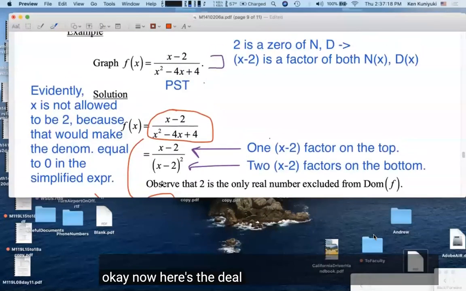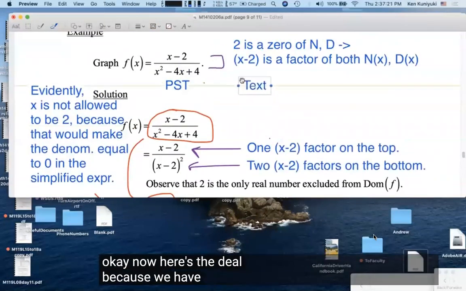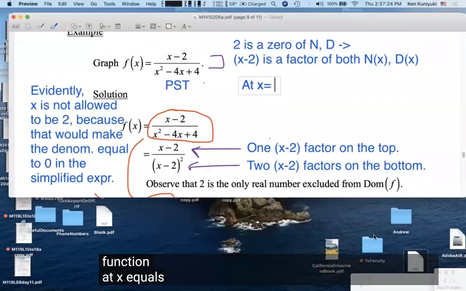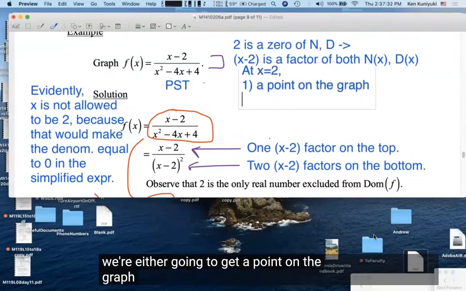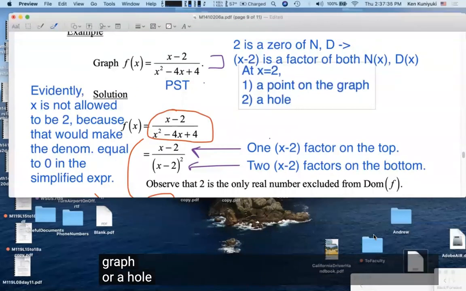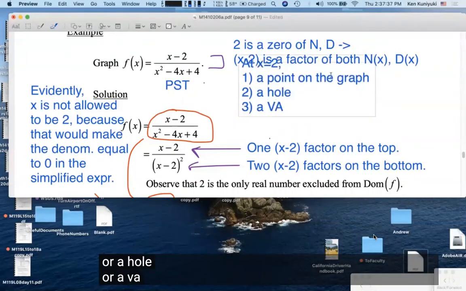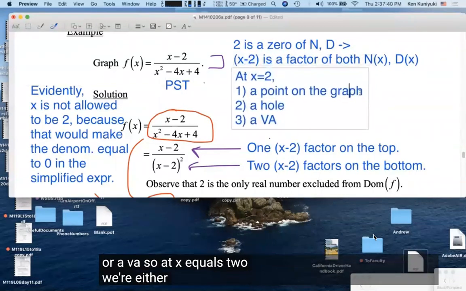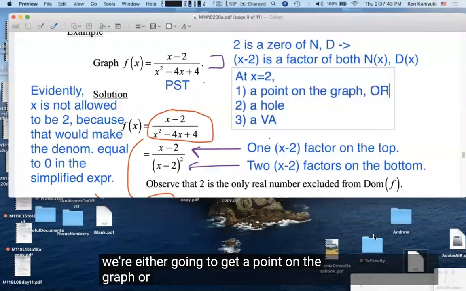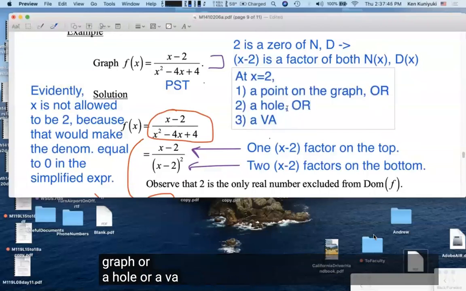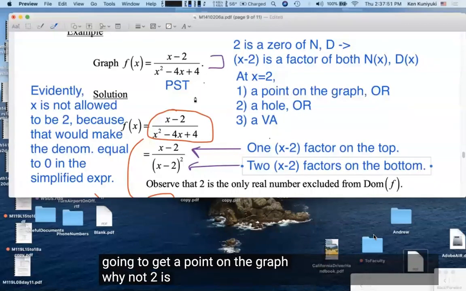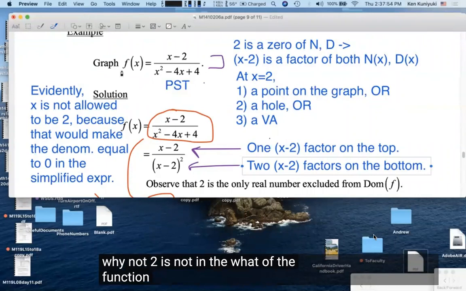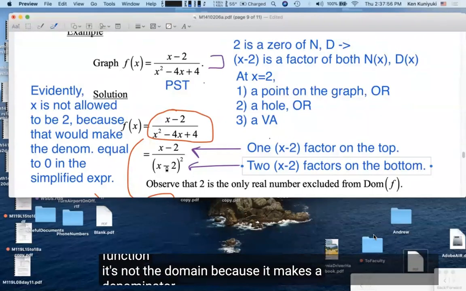Okay, now here's the deal. Because we have a graph for a rational function, at x equals 2, there are three possibilities. We're either going to get a point on the graph, or a hole, or a VA. But wait a minute, I know that we're not going to get a point on the graph. Why not? 2 is not in the what of the function? It's not the domain, because it makes a denominator equal to 0.